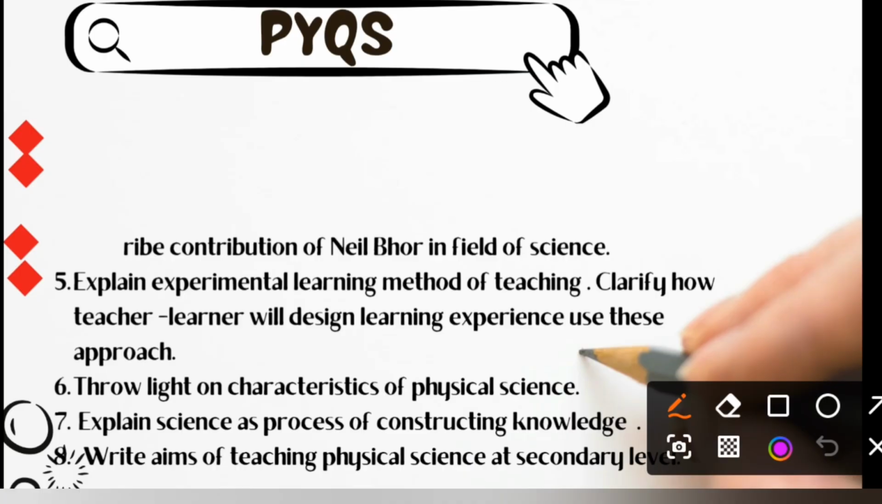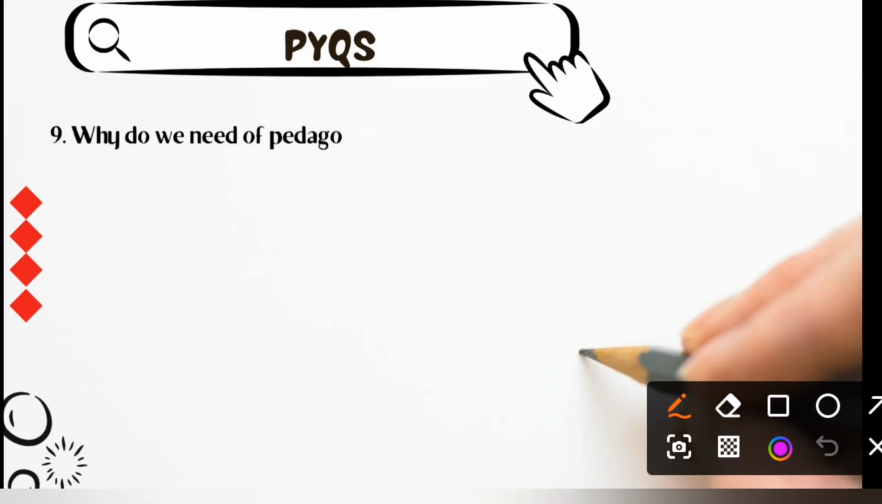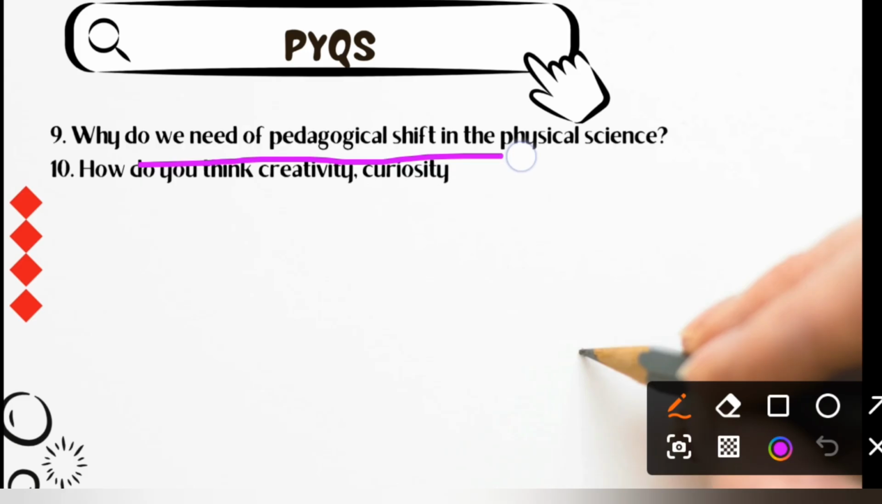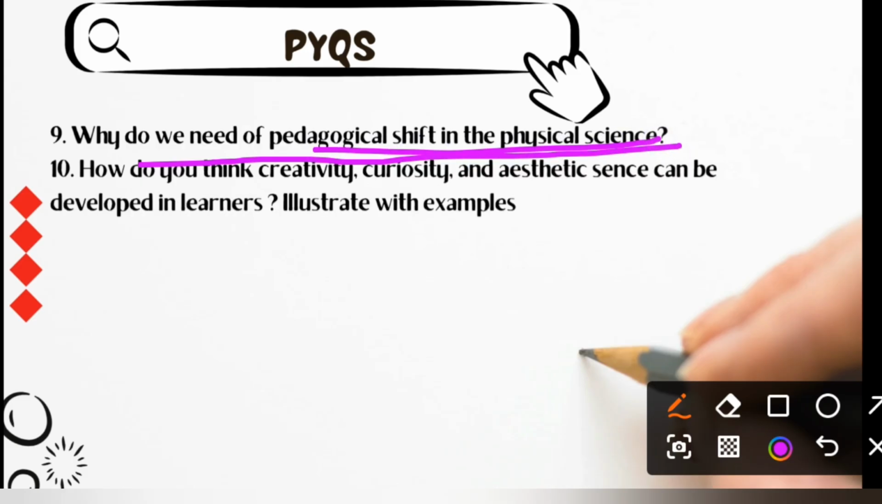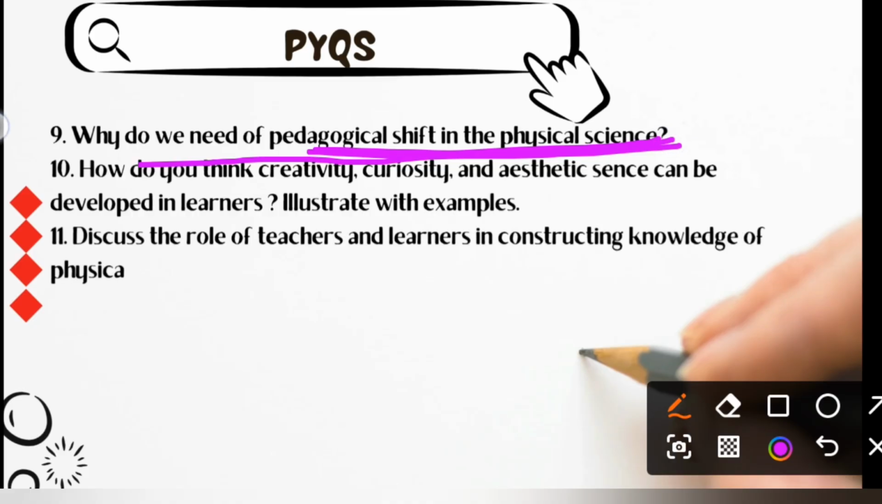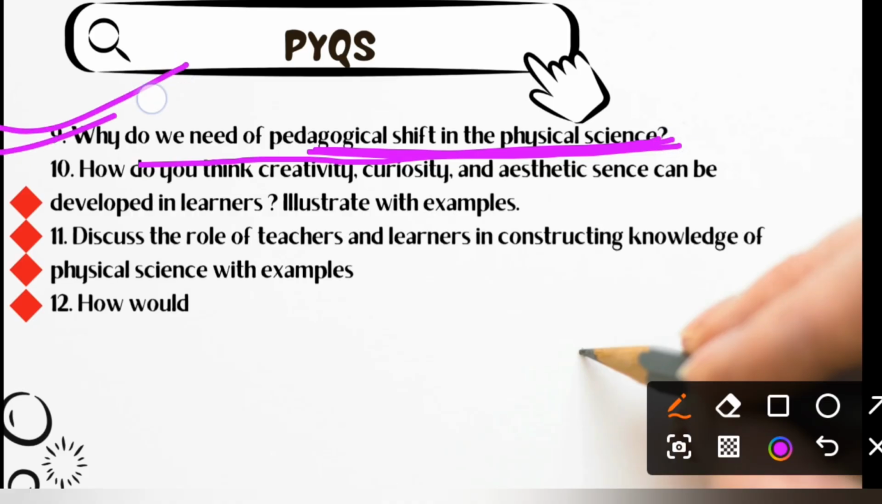Now moving toward the next slide, and question number 9 is, why do we need a pedagogical shift in physical science? We all know that there are various demands of our learners, and according to their needs and learning, we have to change our teaching method or teaching style. So in this question we have to explain the pedagogical shift in physical science.